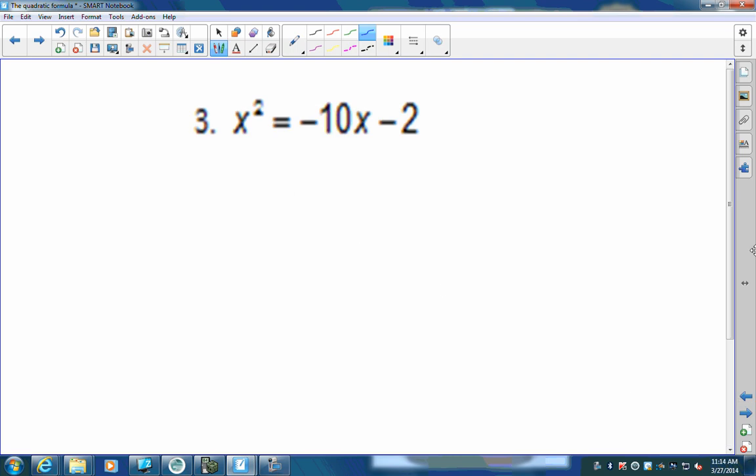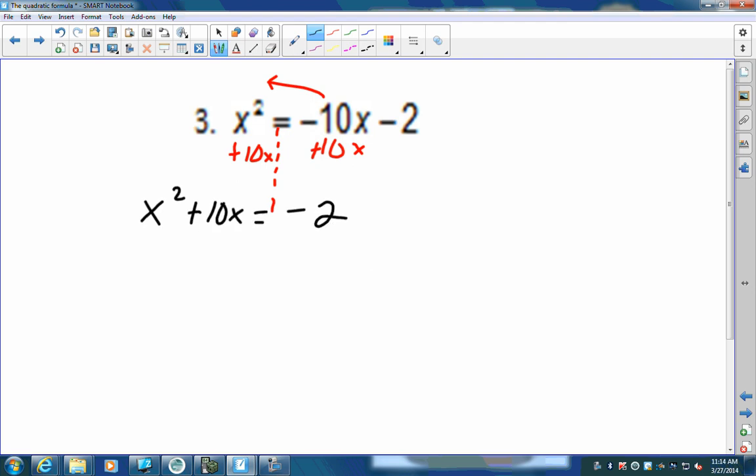Standard form. Now, it's easier if you keep your x squareds positive. So let's move the 10 to the other side. You're going to add 10x to each side. So you get x squared plus 10x equals negative 2. Now move the negative 2 to the other side. Add 2 to each side. x squared plus 10x plus 2 equals 0.